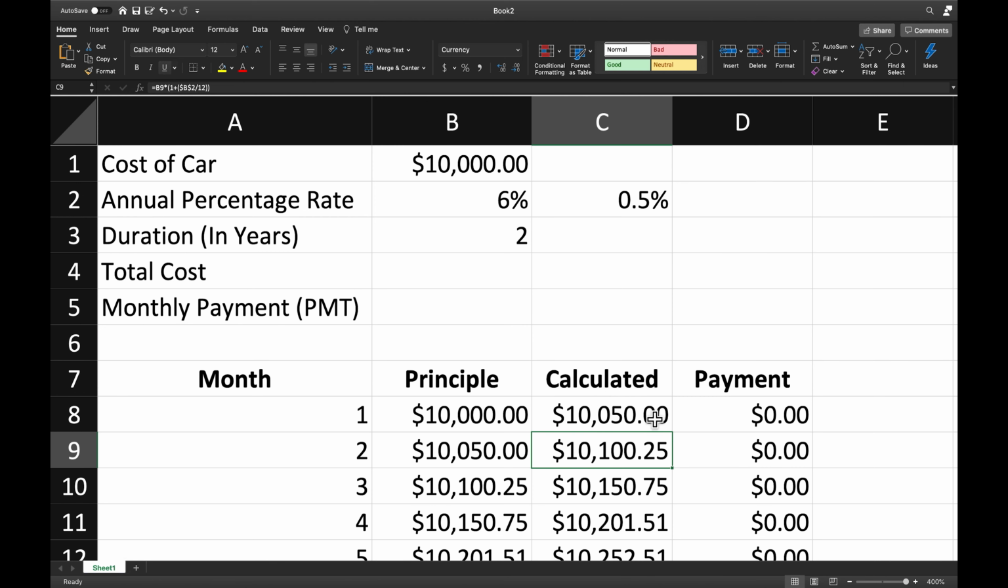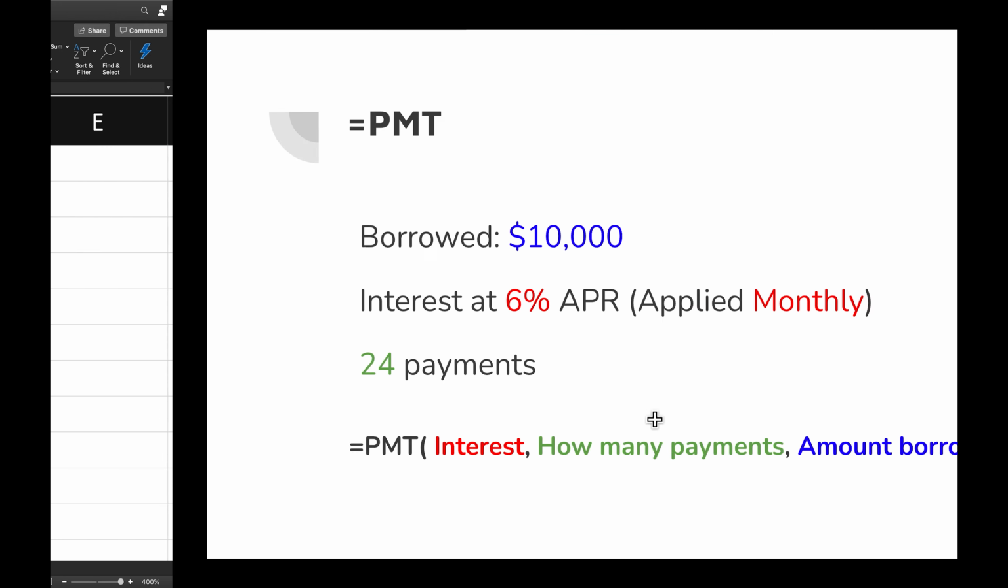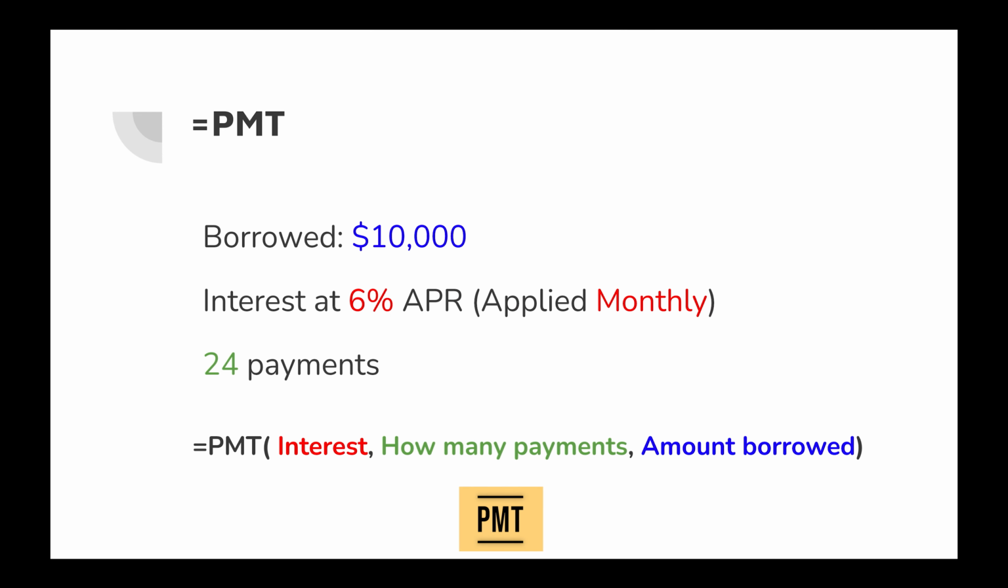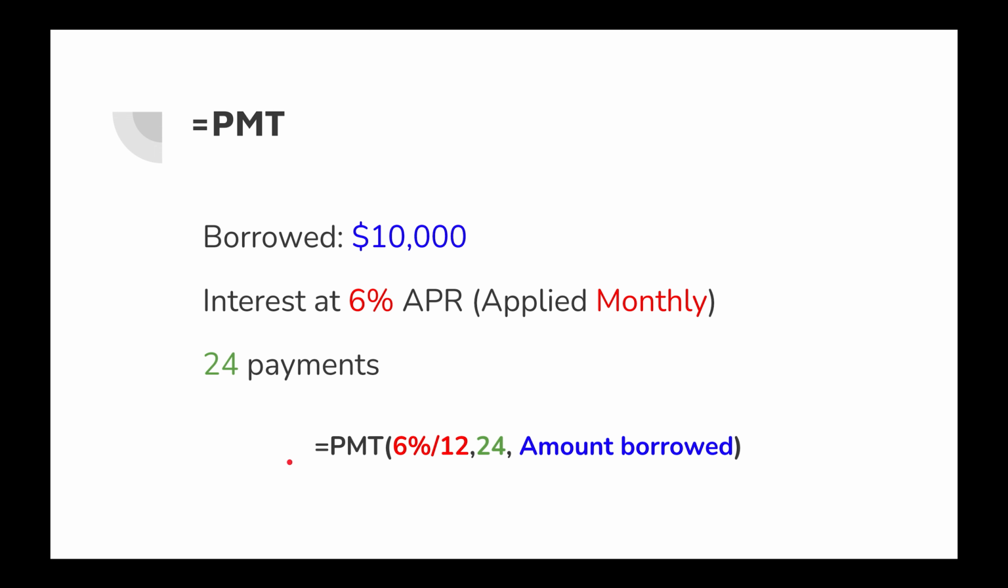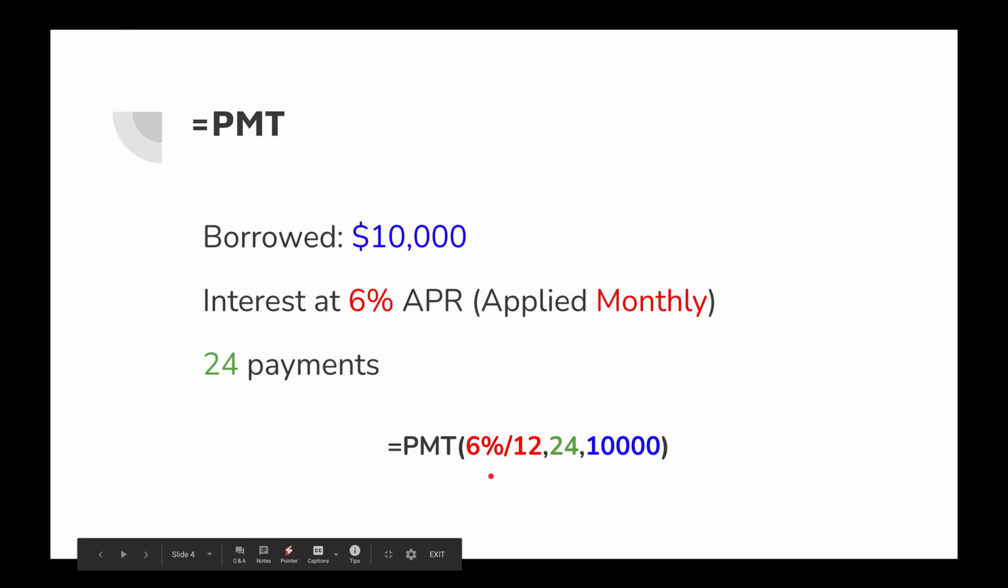You can figure out how much you should pay for each payment using the PMT function. To use PMT, you need three things: interest, how many payments, and amount borrowed. We know APR is 6%, but it's applied monthly, so it's broken up into 12 parts, therefore 6% divided by 12. How many payments? We know the loan is for 2 years, and if you make a payment every month, then it's 24 payments. Finally, amount borrowed is just $10,000.